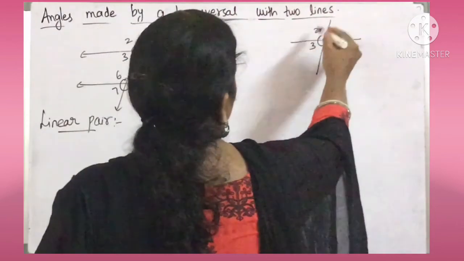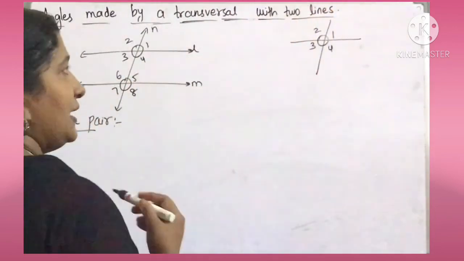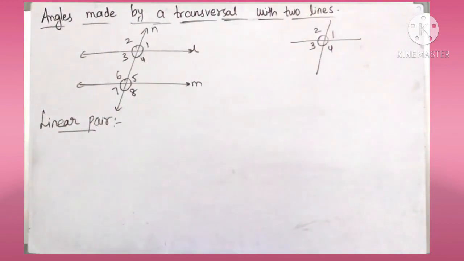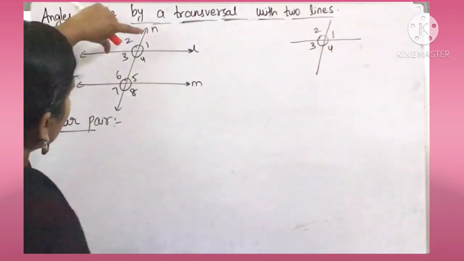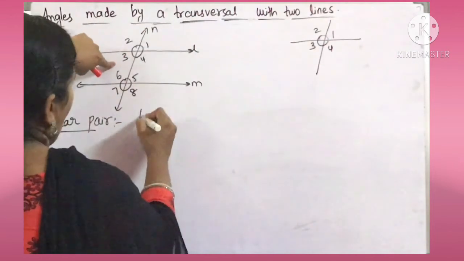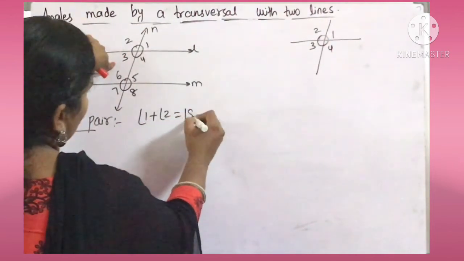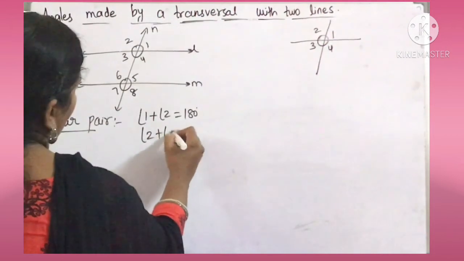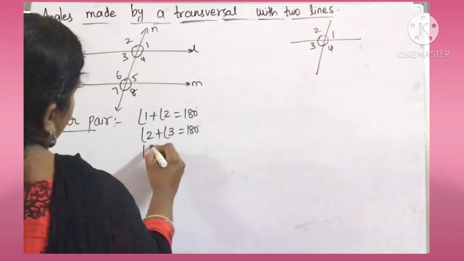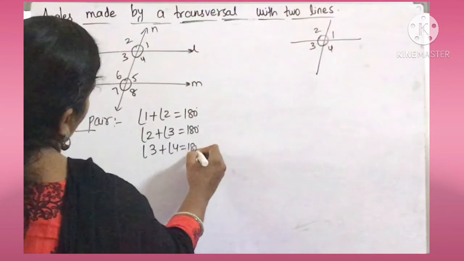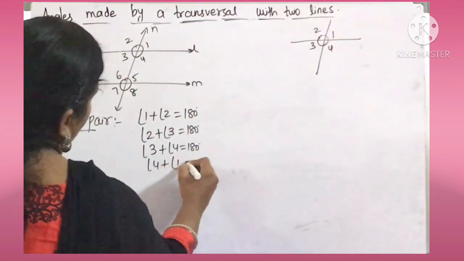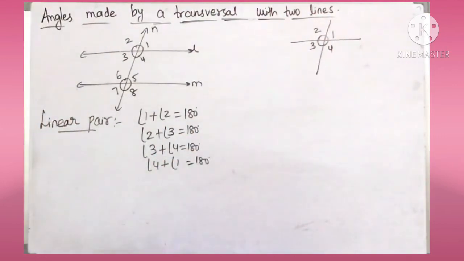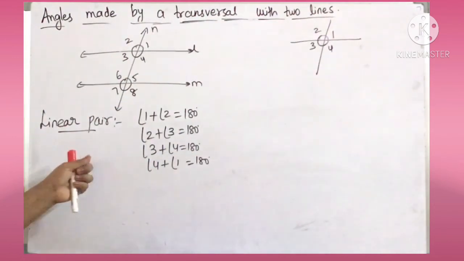Means here angle 1 plus angle 2 is 180, angle 2 plus angle 3 is 180, like that. So when we consider 1, 2, 3 and 4, I am writing angle 1 plus angle 2 is 180 degrees. Next, angle 2 plus angle 3 is 180. Next, angle 3 plus angle 4 is 180. Next, angle 4 plus angle 1 is also 180. So whenever a line intersects another one, we will get 4 angles. From 4 angles, we will get 4 pairs of adjacent angles. From 4 pairs of adjacent angles, we are going to get 4 linear pairs.